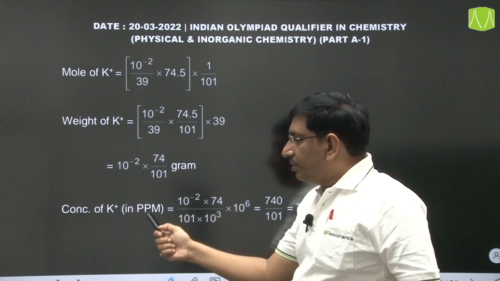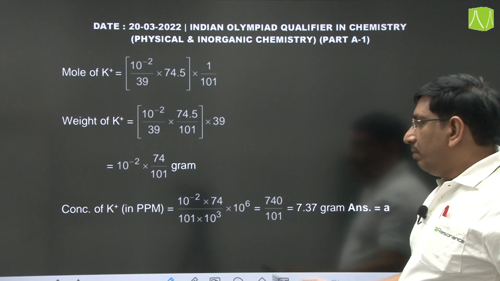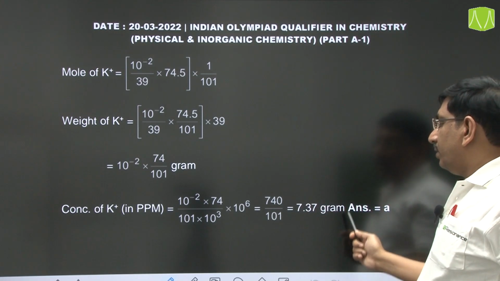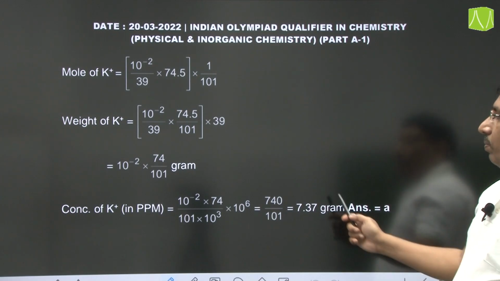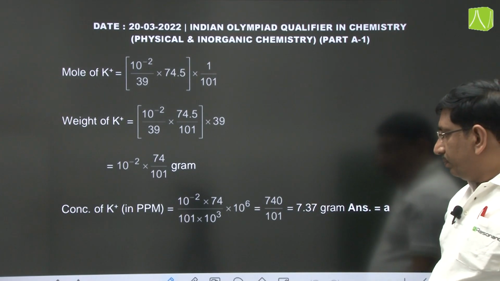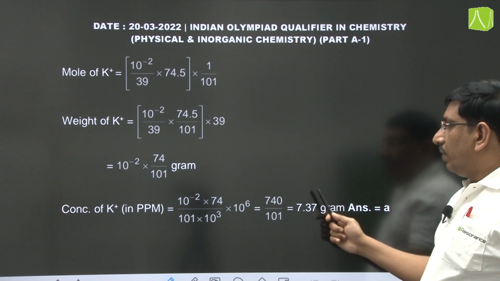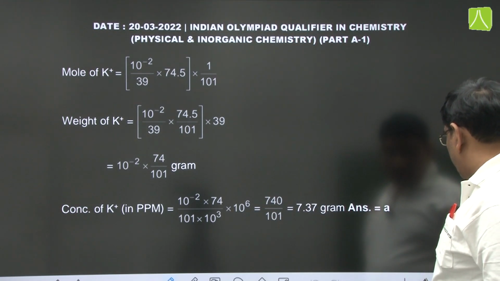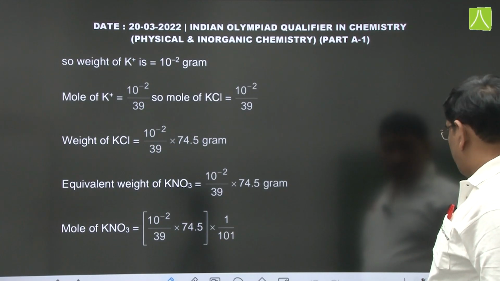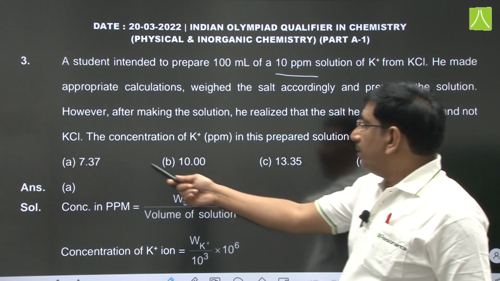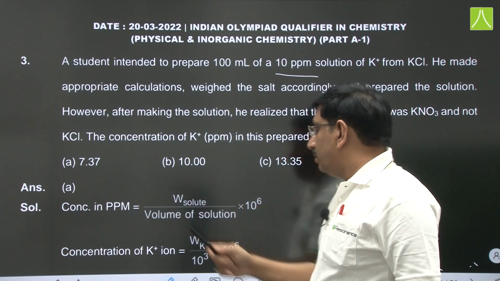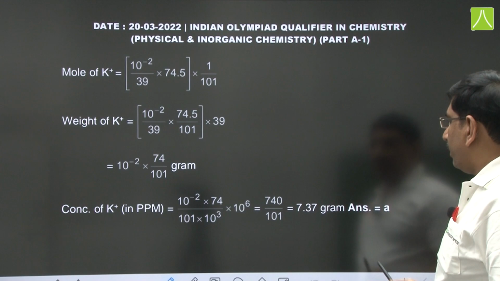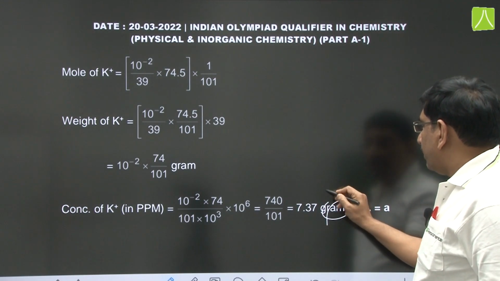Now we again calculate the concentration of potassium ions in ppm. We get 7.31 ppm of potassium ions. So the answer for this question is the first option, 7.37 ppm, and here it is calculated not in grams but in ppm.